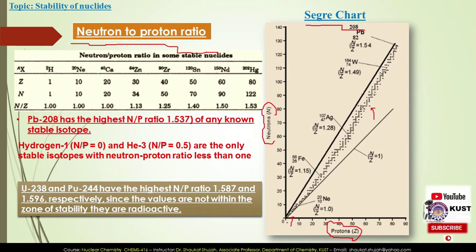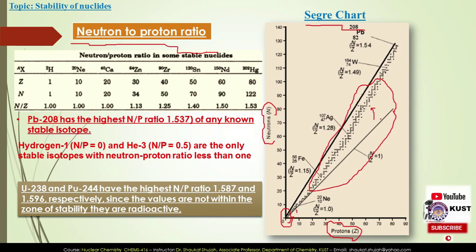For example, for atomic number 1, 2 dots appear representing hydrogen 1 and deuterium. For atomic number 8, 3 dots representing oxygen 16, oxygen 17 and oxygen 18 appear. Now this area in which these dots are distributed is called the zone of stability.